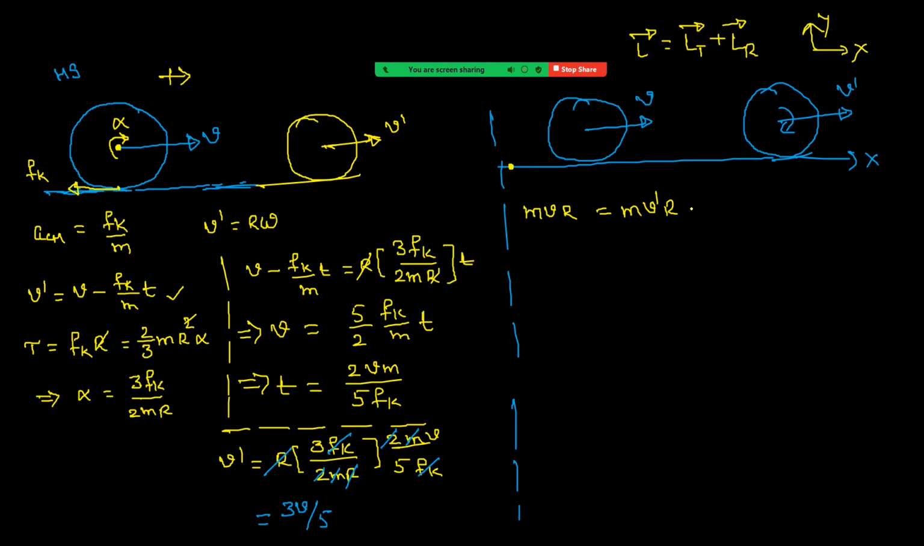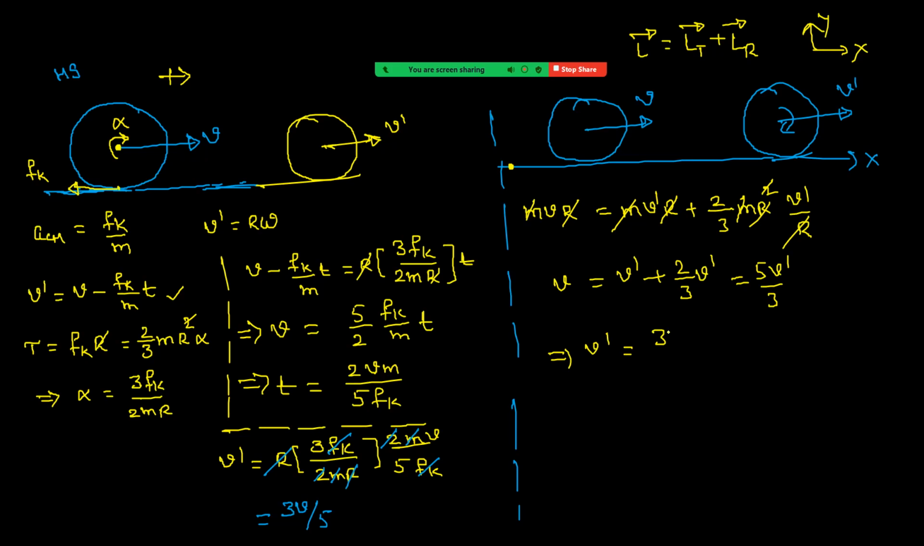That is equal to, finally, what happens? M v dash r plus, because of rotation, it is again clockwise. It is I omega, I value 2 by 3 m r square. In the place of omega, we can write V dash by R because rolling on ground, for the contact point velocity is zero. Now cancel M and R on both sides. Remaining only V here, V equal to V dash plus 2 by 3 V dash. So what we get here? 3 plus 2, 5 V dash upon 3. That means V dash is equal to 3 V upon 5. Okay. So it is very simple if you are using conservation of angular momentum.